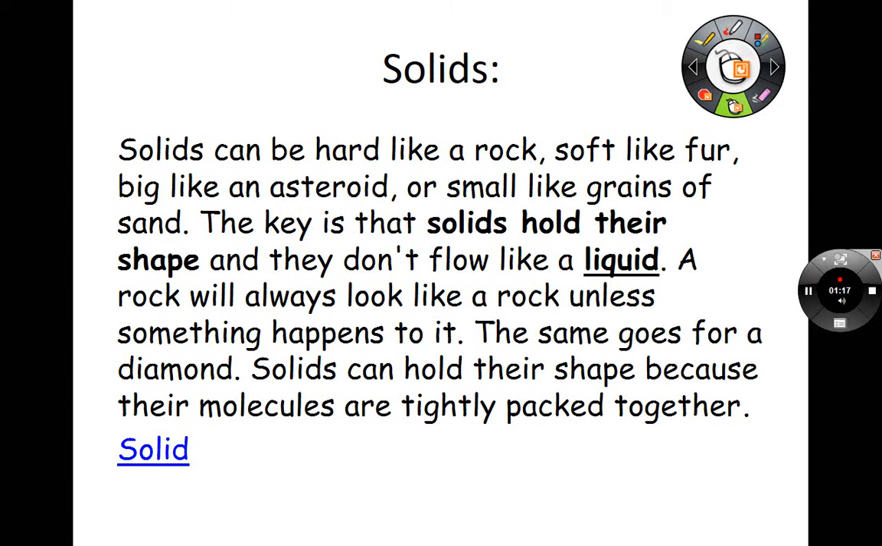Solids can be hard like rock or soft like fur. Big like an asteroid or small like grains of sand. The key is that solids hold their shape and they don't flow like a liquid. A rock will always look like a rock unless something happens to it. The same goes for a diamond.